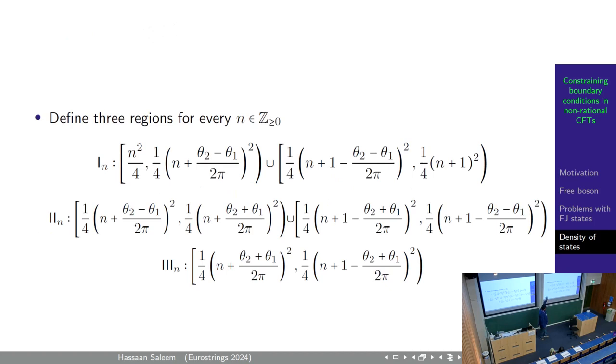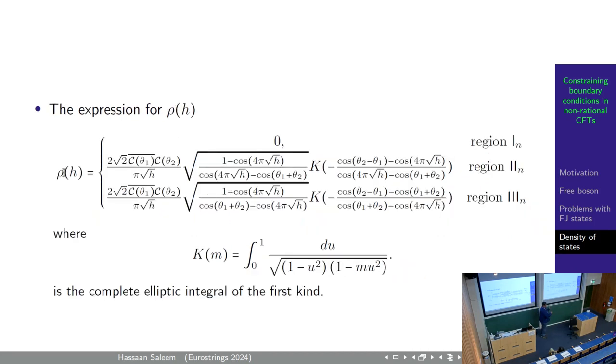You need to have three kinds of intervals, and then you can specify the boundary states function as a function over these three different kinds of intervals. And you can see that each of these intervals has this subscript n, which means that for each integer you have three different kinds of regions.